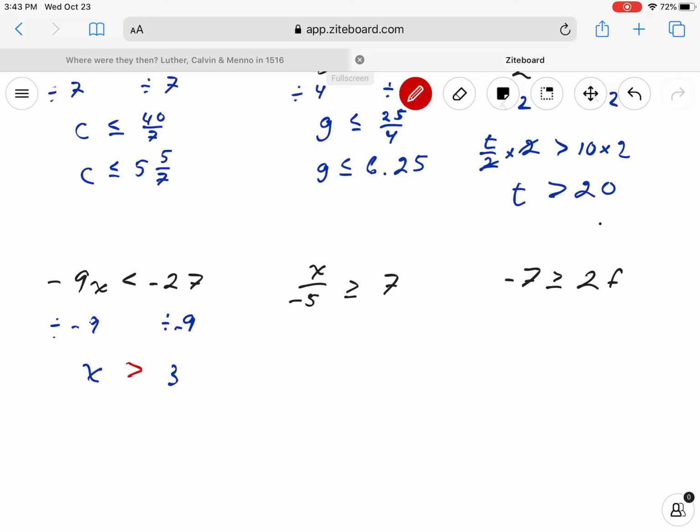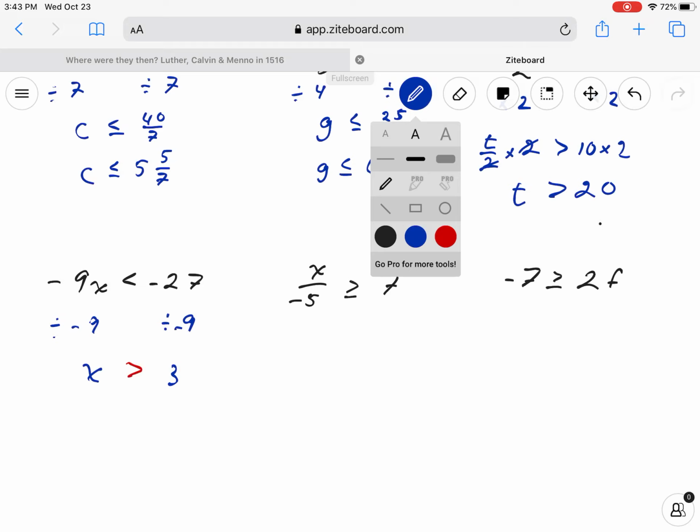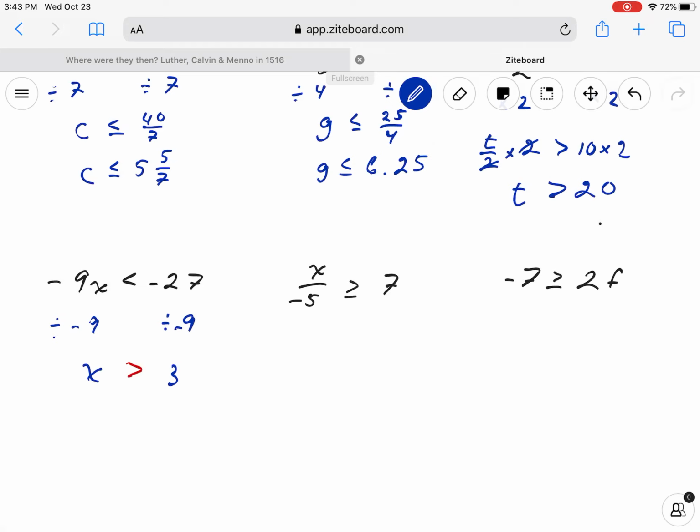Here we have x divided by negative 5 is 7. So since I'm dividing by negative 5, I'm going to multiply by negative 5. So I have to multiply both sides by negative 5. So again, we have negative 5 times x divided by negative 5. Negative 5, non-division sign.